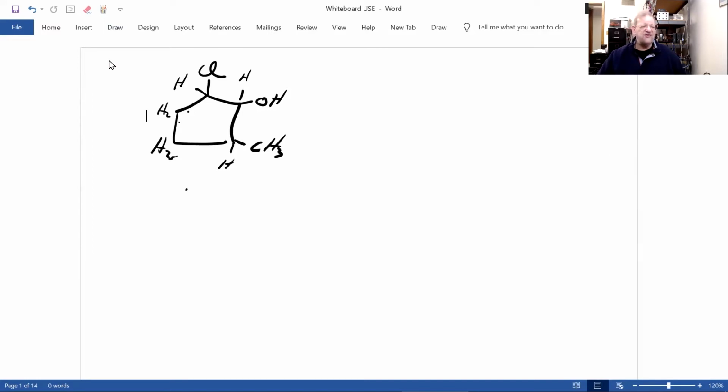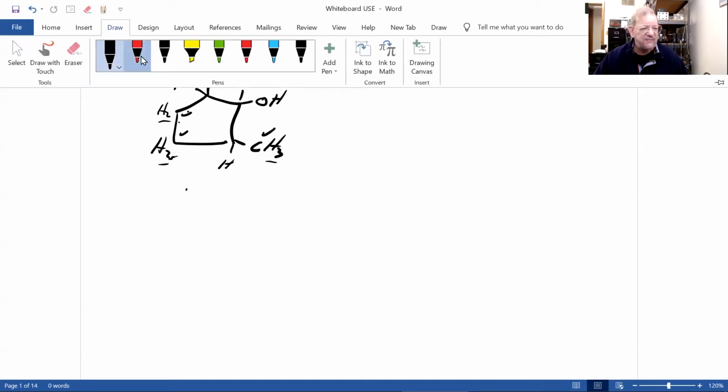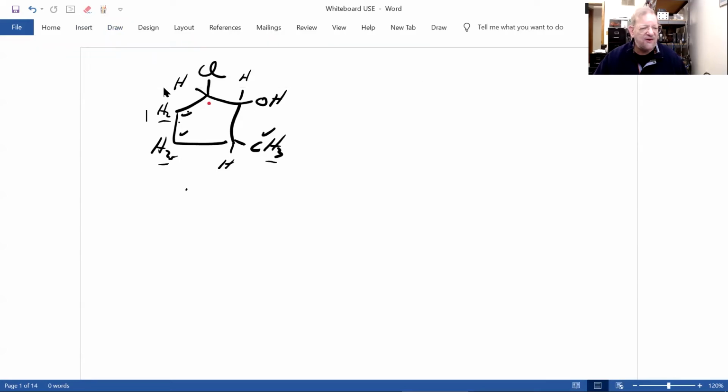Now, as I taught you, the quick trick is if a carbon has 2 or more of the same group, it's out. 1, 2, that's out. And this one is out. 2 hydrogens, 3. But that leaves us 3 carbons to go, which is this one, and this one.